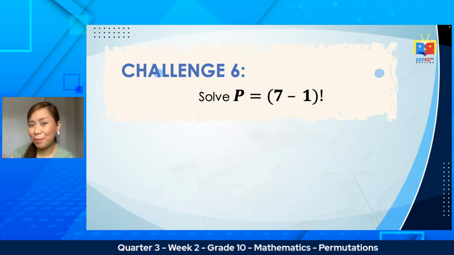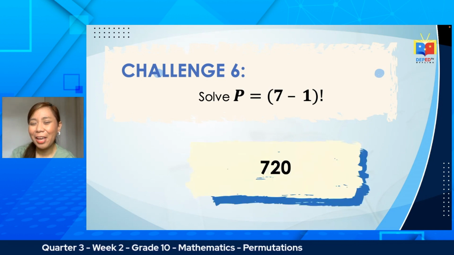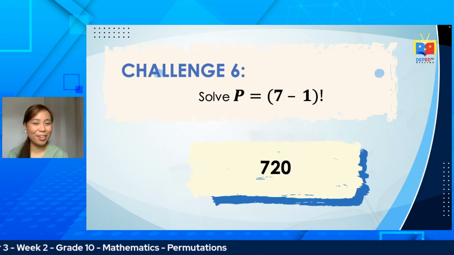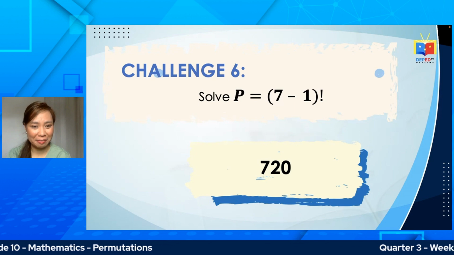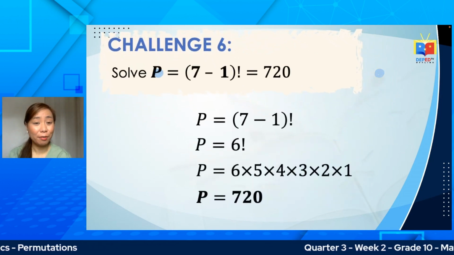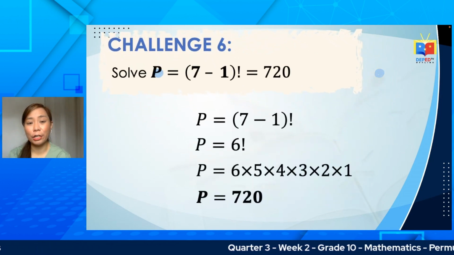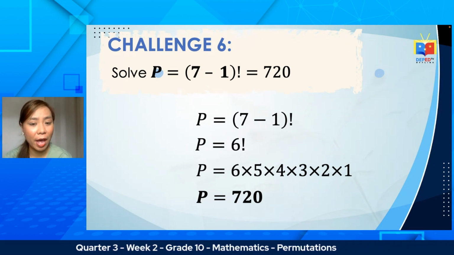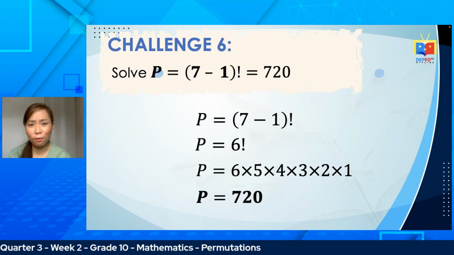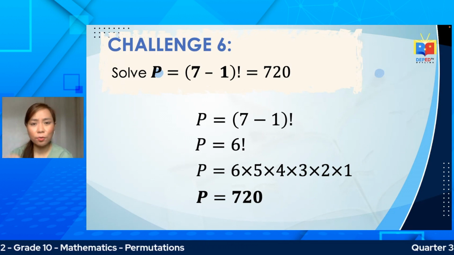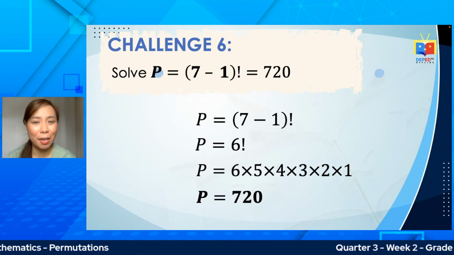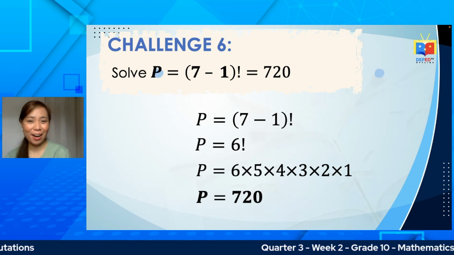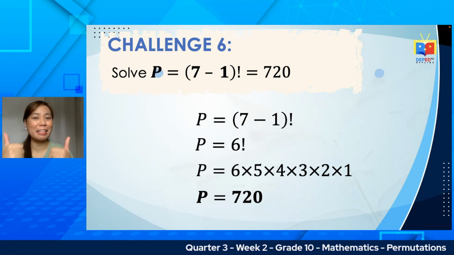And what's your answer, mathletes? Good job! The answer here is 720. For the solution, we have here 7 minus 1, which is 6, and get its factorial. You have 6 times 5 times 4 times 3 times 2 times 1, which is 720. Wow, doing so good, mathletes.